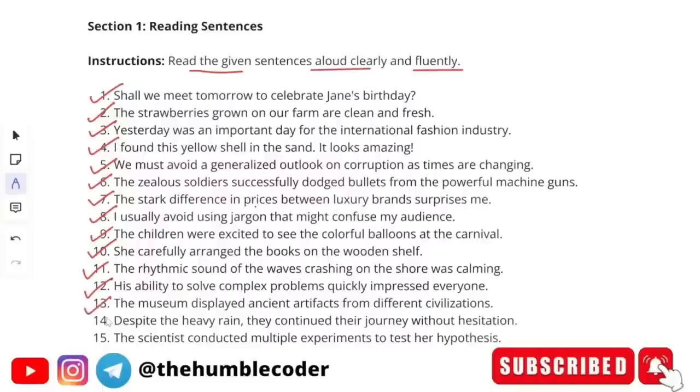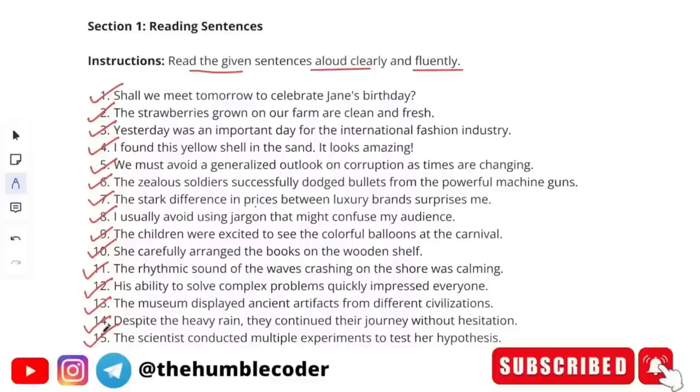Thirteenth, the museum displayed ancient artifacts from different civilizations. Fourteenth, despite the heavy rain, they continued their journey without hesitation. Fifteenth, the scientists conducted multiple experiments to test her hypothesis.